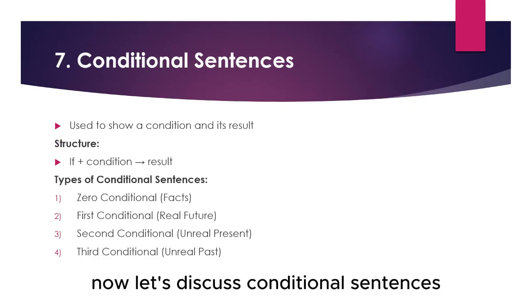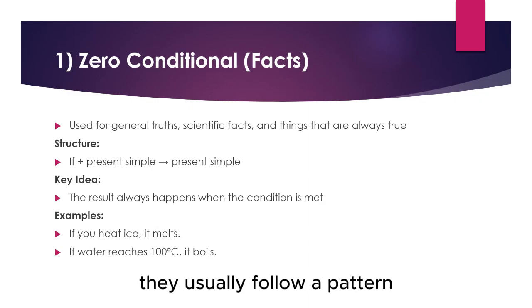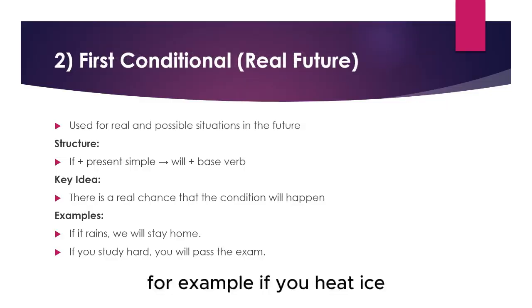Now let's discuss conditional sentences. These sentences express a condition and its result. They usually follow a pattern like if something happens, then something else happens. First is the zero conditional. This is used for general truths or facts. For example, if you heat ice, it melts.